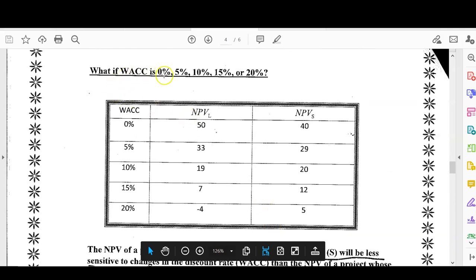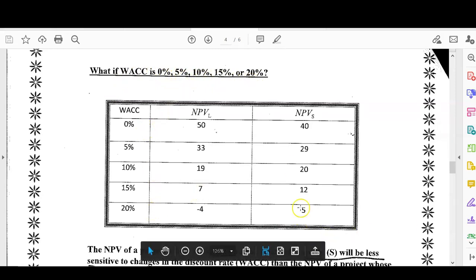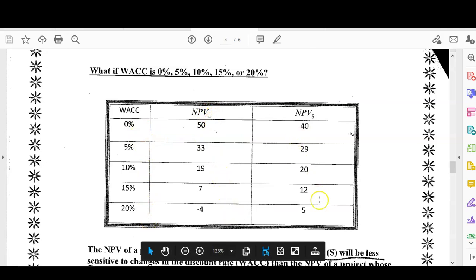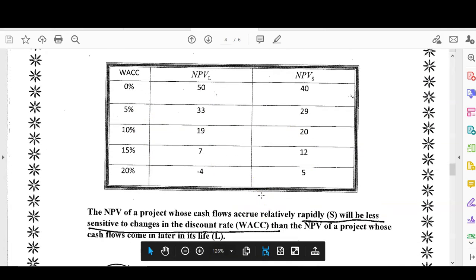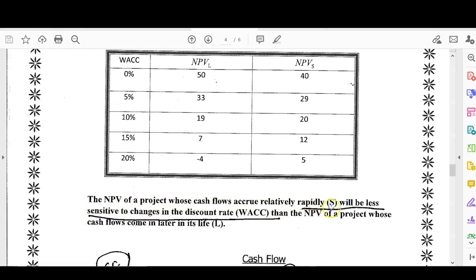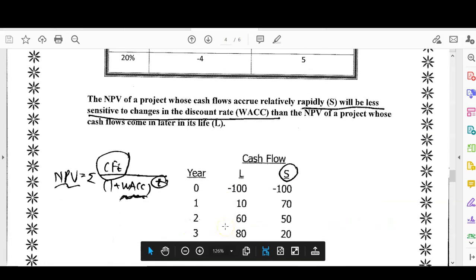What if WACC is 0%, 5%, 10%, 15%, or 20%? If we keep our cash flow inputs the same, but change WACC and compute NPV for L or S, we can see that as WACC increases, NPV decreases. The NPV of a project whose cash flows accrue relatively rapidly, like S, will be less sensitive to changes in the discount rate WACC than the NPV of a project whose cash flows come later in its life.